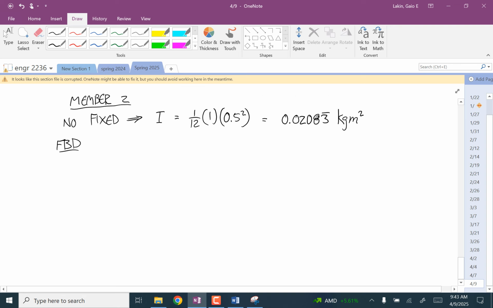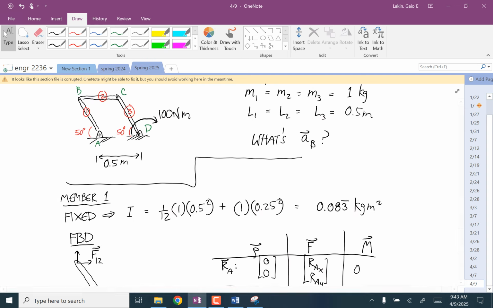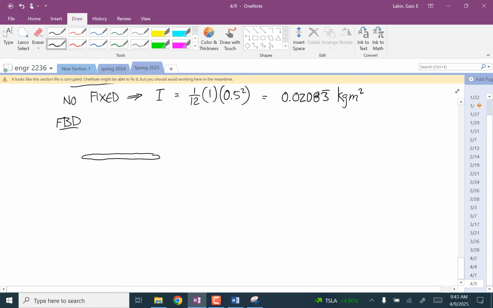Free body diagram. Okay, so over here we have the force on 2 by 1, but I'm going to call it negative F12. Weight force down that way of 9.81. And then over here we have the force on 2 by 3.